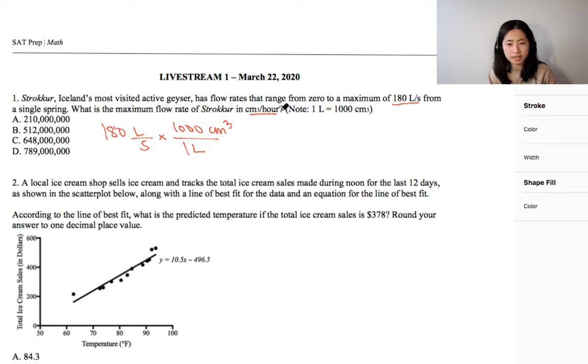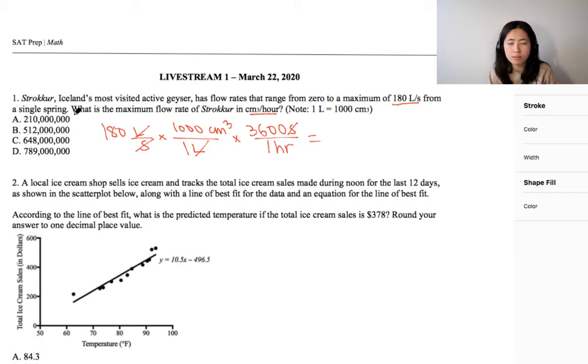Now, we're not yet done because we need to convert seconds to hours, as you can see. So we know that for every 3,600 seconds, that's going to be 1 hour, right? So that's a direct conversion again. So in that case, we can cancel out liters and we get to centimeters cube. And then on the other hand, seconds can also cancel out and you get to hours in that case.